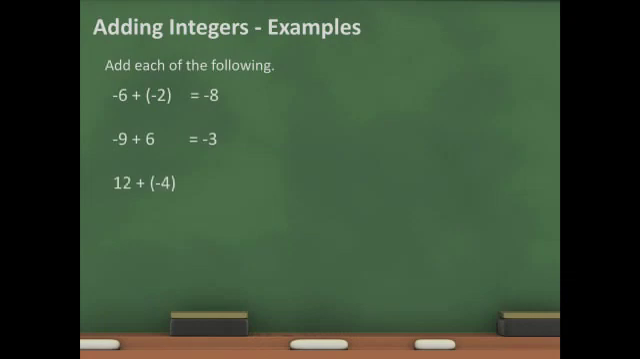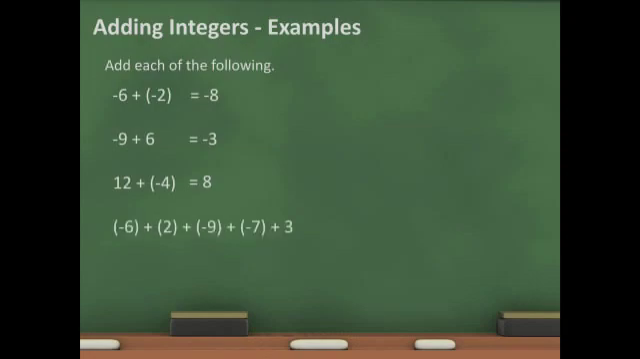Let's now add 12 and -4. Here again the numbers have different signs. Subtract: 12 take away 4 to get 8. The answer is positive since 12 has a larger absolute value than -4. 12 plus -4 equals 8.